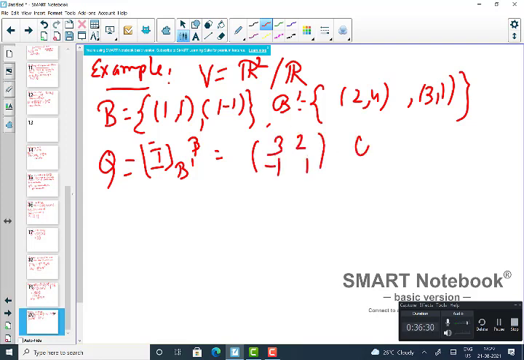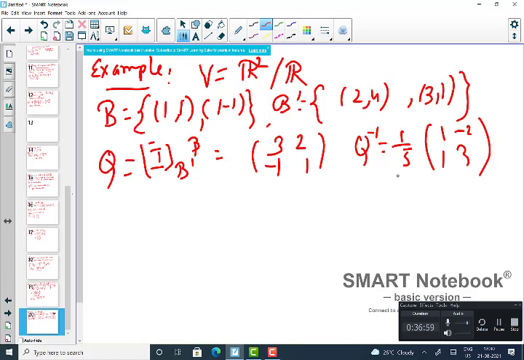Hence Q inverse will be what? The determinant is 3 plus 2, which is 5, so 1 by 5 times the matrix where we interchange the diagonal entries 1 and 3, and change the signs of the off-diagonal entries. For two by two matrices, this is the way to find the inverse. So this is done.